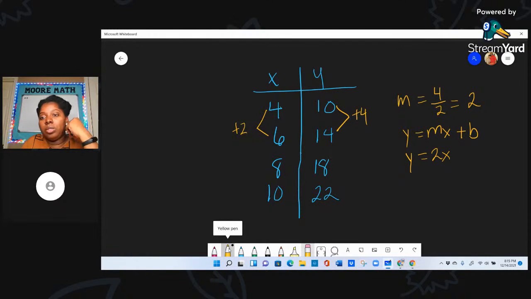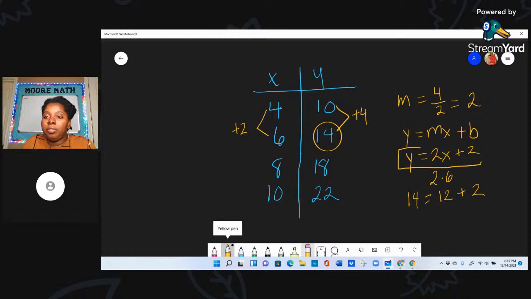All right. So let's choose x. Give me any x. 6. Okay. So 2 times 6 is what? 12. So we take this, and what's 14 minus 12? 2. So we added 2 to get 14. Let's try it again. Let's just make sure we're correct. Give me another x. 8.